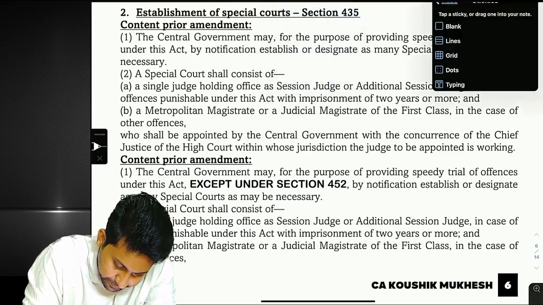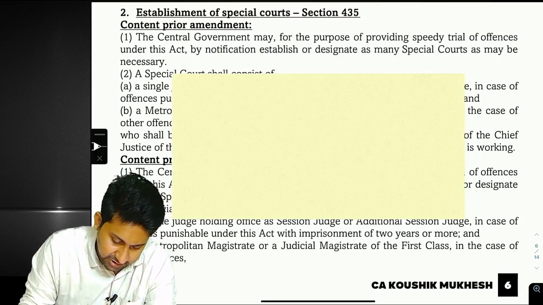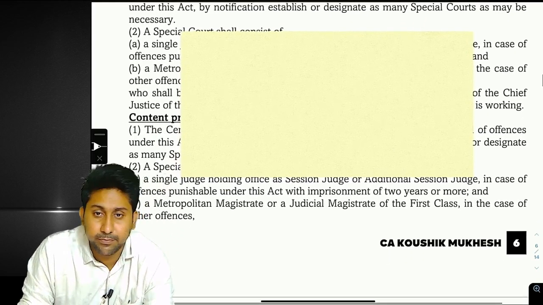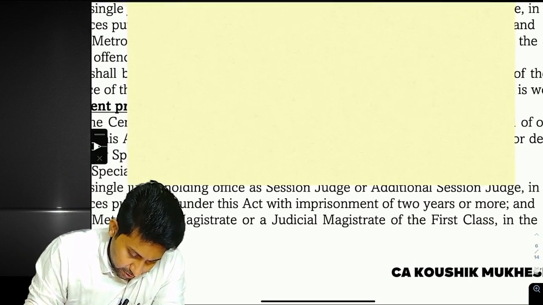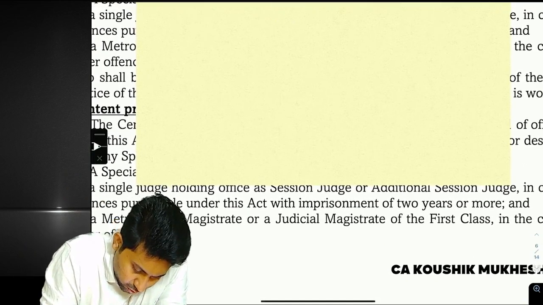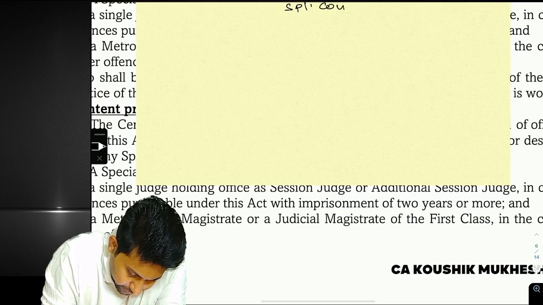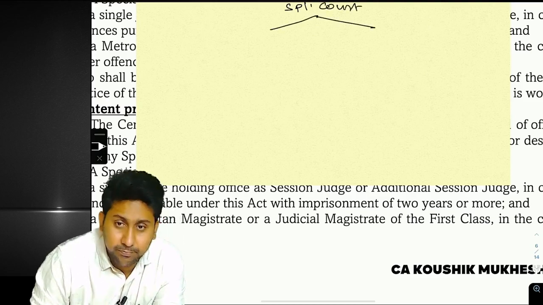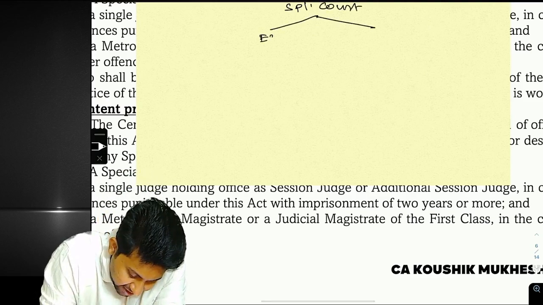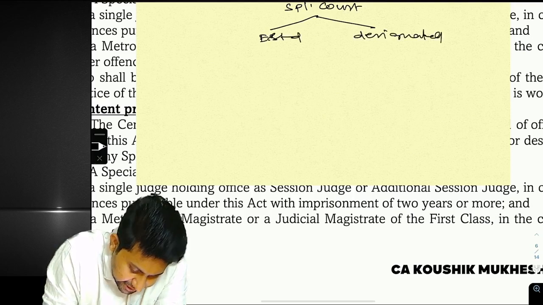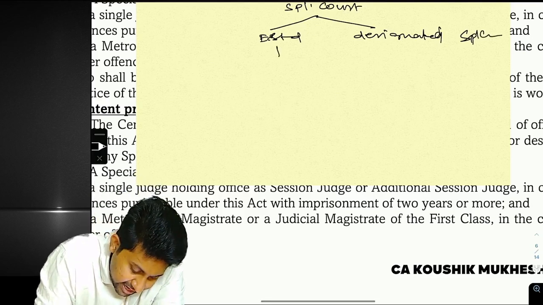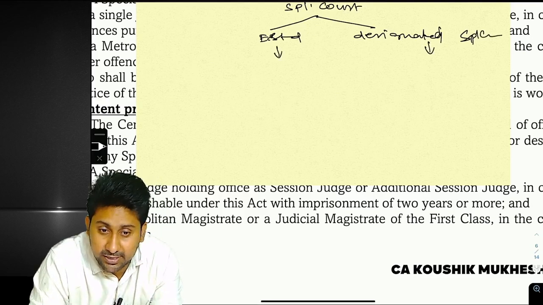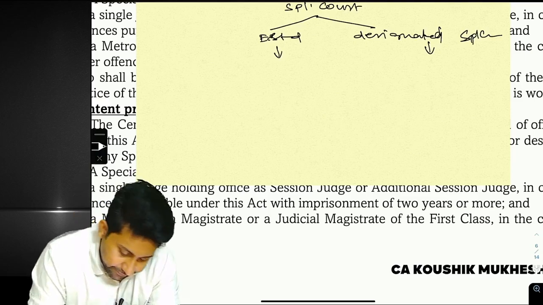See here. Observation. Everyone please, eyes on the screen. So, a special court is of two types: established special courts and designated special courts.